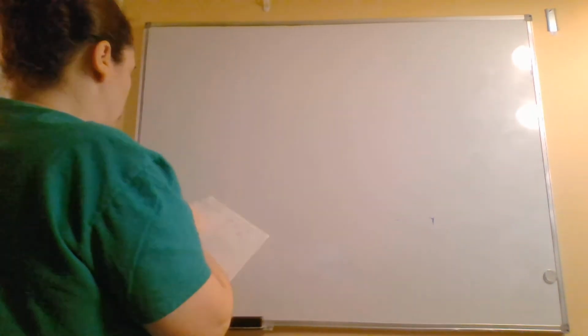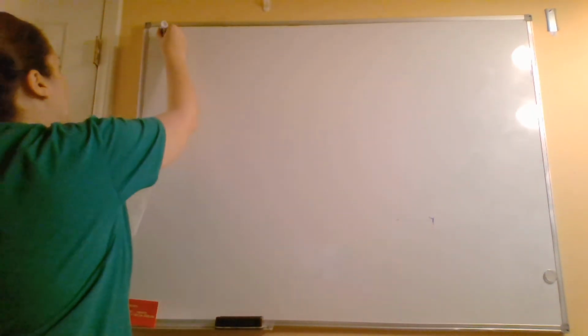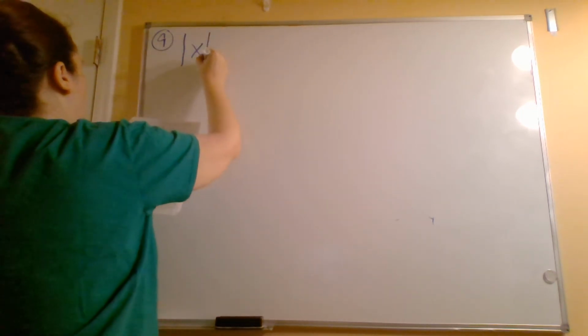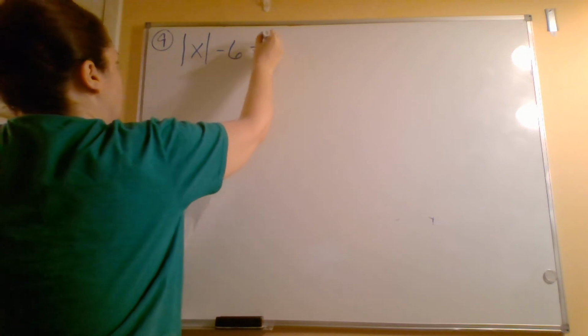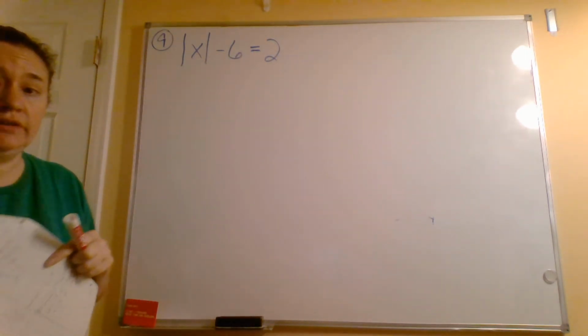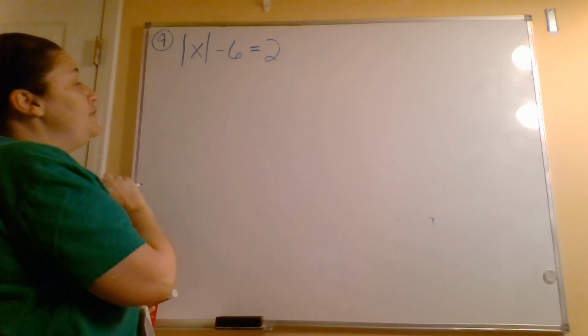Last page is on absolute value. For number 9, we have the absolute value of x minus 6 equals 2. This is not an inequality, it's an equation. That's going to be important at the end when we graph it. So let's solve this equation.